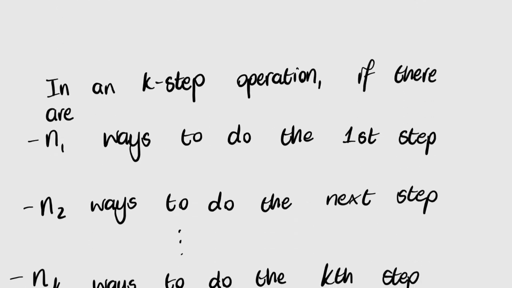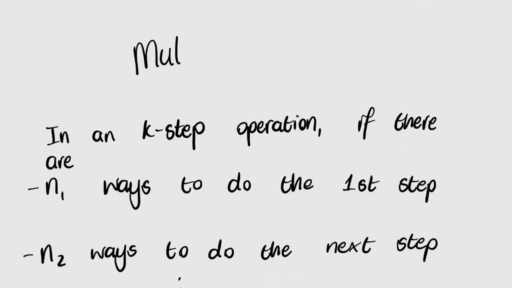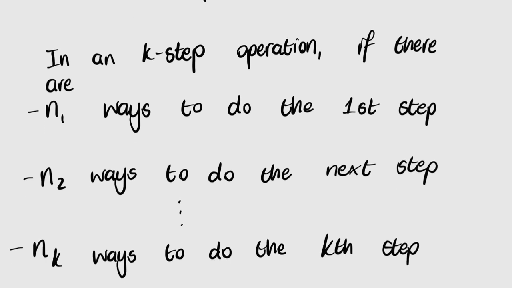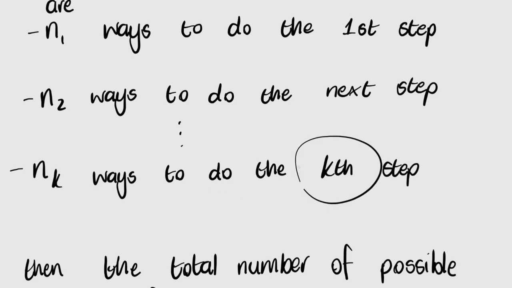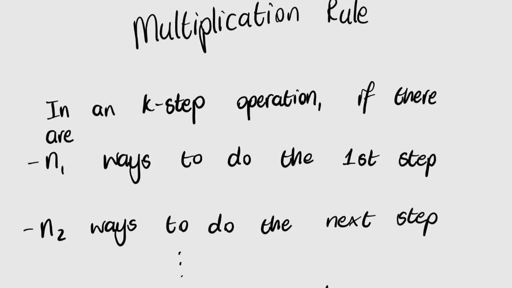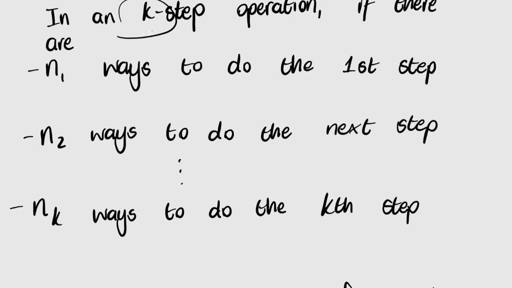But okay, so let's start off with the multiplication rule. The multiplication rule says in a k-step operation, if there are n1 ways, that just means some natural number of ways, to do the first step, and n2 ways to do the next step, and nk ways to do the kth step. The kth step would be the last step in the operation because it's a k-step operation, right? k is also just some natural number.